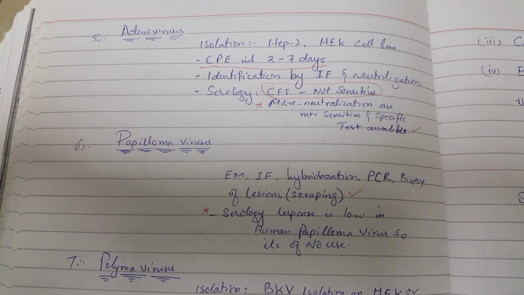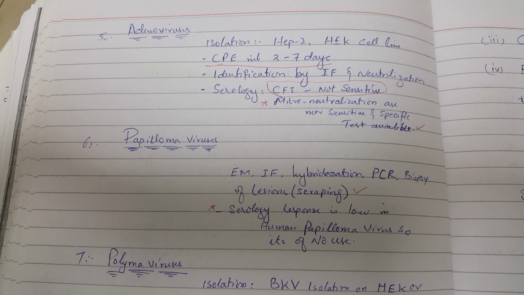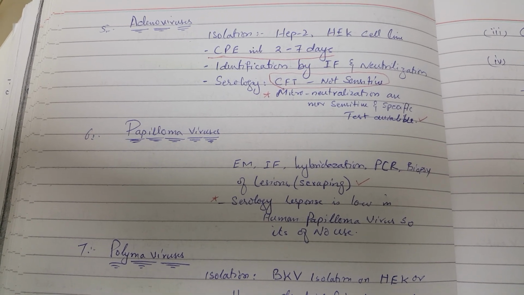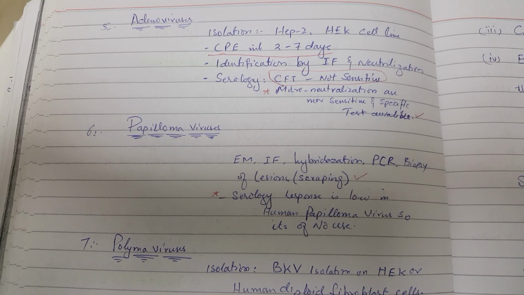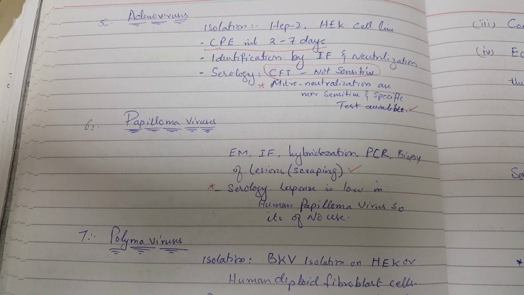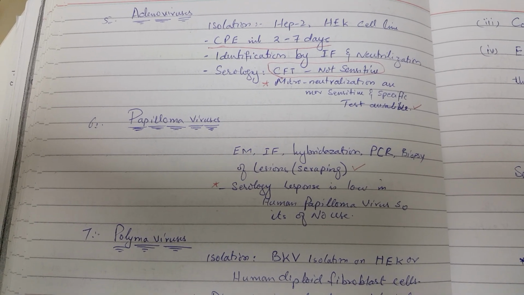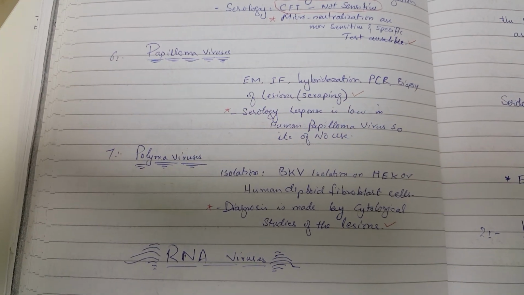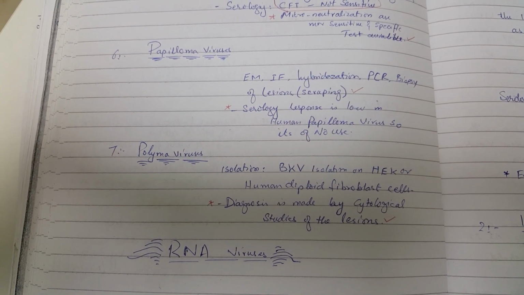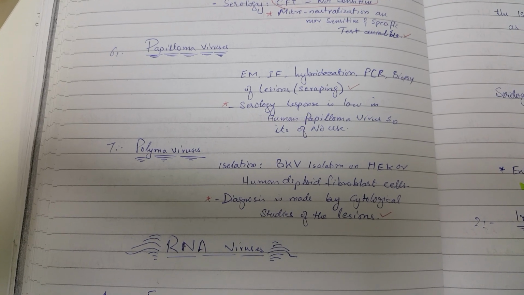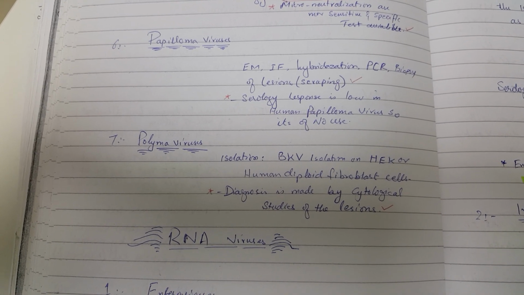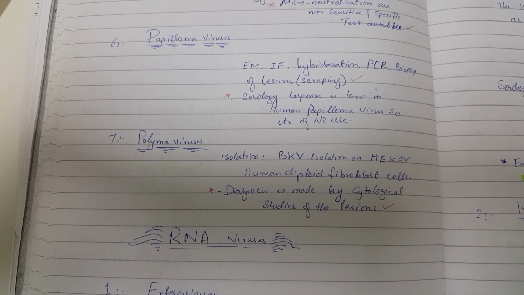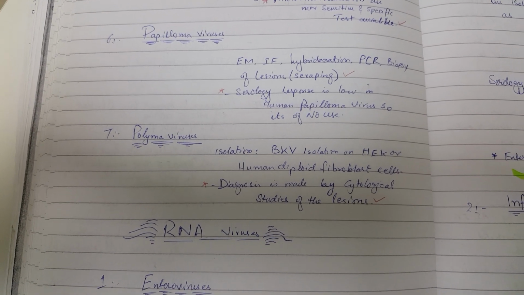For papillomaviruses, we can use hybridization, PCR of biopsy, electron microscopy, and immunofluorescence of the lesion scraping, but the serology response is low in human papillomaviruses, so it is of no use. In polyomaviruses, isolation on BKV isolation, HEK, or human diploid fibroblast cells can be used, but the diagnosis is actually made by cytological study of the lesions.